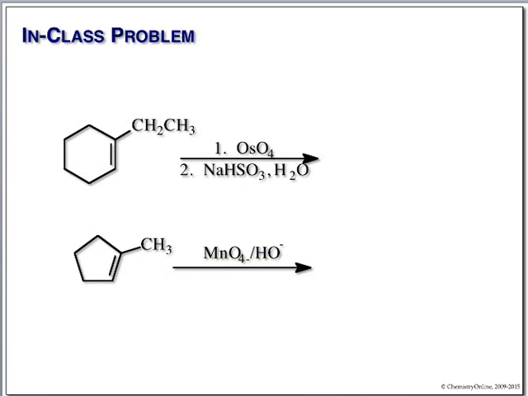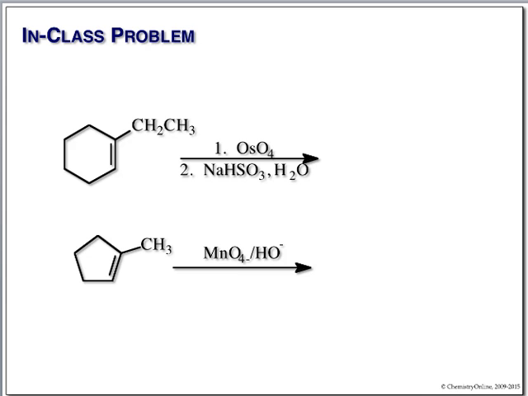Let's do a couple. We look here, we see we have an alkene. We have osmium tetroxide followed by sodium bisulfite. You need the bisulfite whenever you use osmium because the osmium intermediate doesn't break down spontaneously. So you need to push it off, but okay.